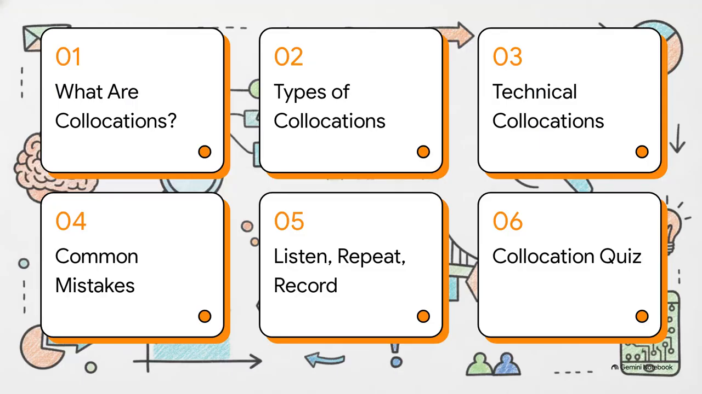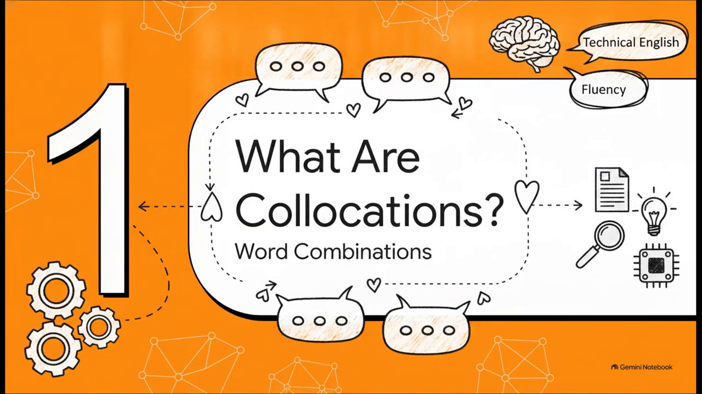Today's lesson is going to unfold like building blocks. First up, what are collocations? Second, the 6 types of collocations. Third, technical English collocations. Fourth, common collocation mistakes. Fifth, a really cool listen, repeat, and record method. And finally, a quick collocation quiz to test your memory. All right, moving right along to section 1, what are collocations?